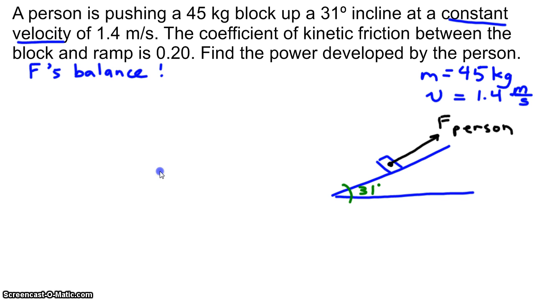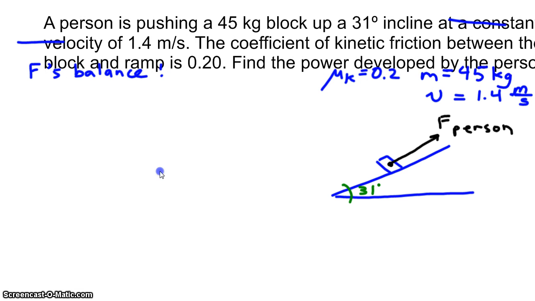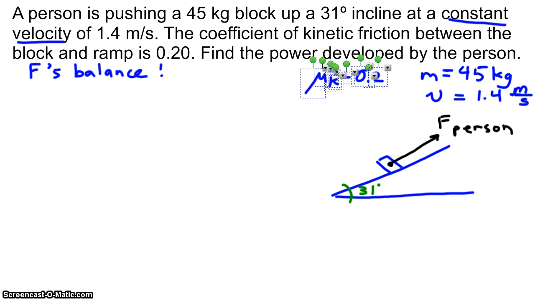Okay, now we're lastly given the value of the coefficient of kinetic friction. Mu k is 0.2. All right. Then we are asked to find the value of the power developed by the person. That's our unknown. Mu is 0.2.